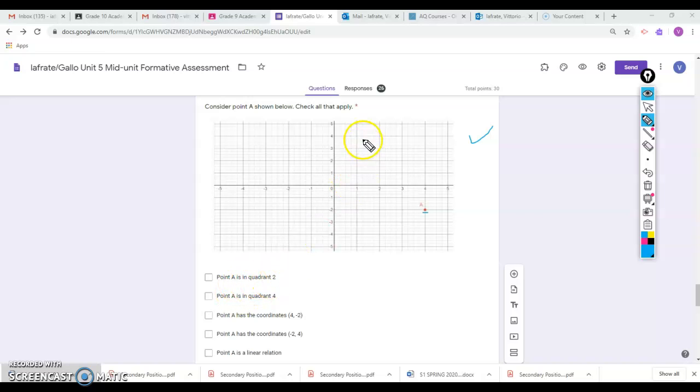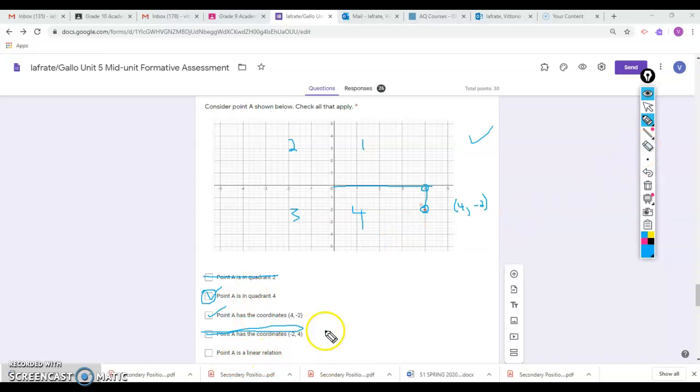So is it in quadrant 2? No. This is quadrant 1, this is 2, this is 3, this is 4. So it's not in quadrant 2, it's actually in quadrant 4. So this is correct, quadrant 4. What are the coordinates? Well, let's find our x value first. So our x value, if we look, is 4 to the right. So we have for sure 4. And then if we go for our y value, it's down 2 units, so (4, -2). So it's not (-2, 4), but instead (4, -2). So those two there are correct.